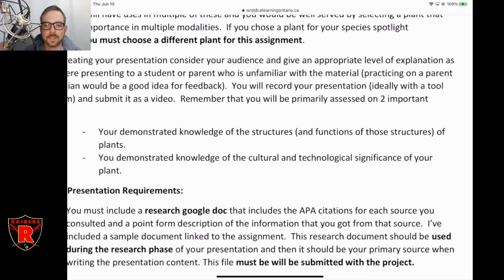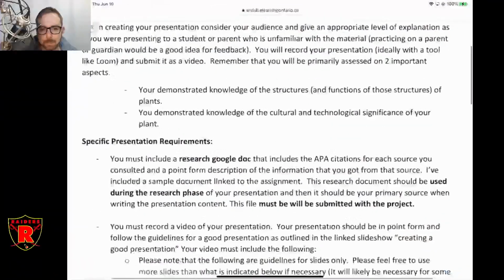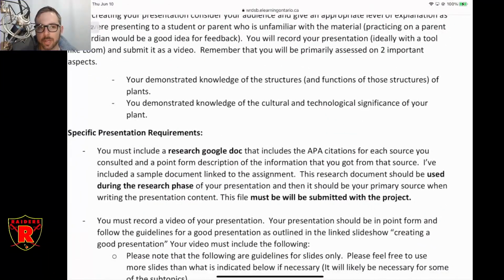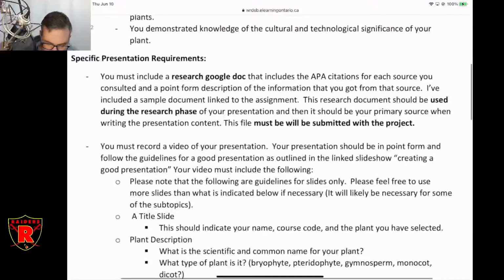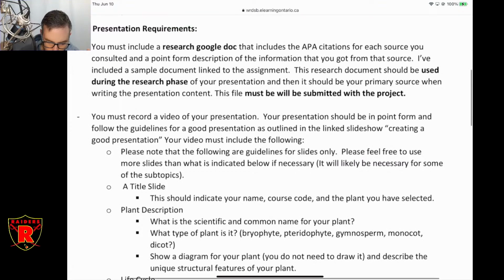And then the second component here is demonstration of your research, what the knowledge is that you've gained on the cultural and technological significance of your plant. Okay, so that's the secondary component there. And it doesn't have to be both of those things. It can be only cultural, only technological significance. Ideally, you're finding a plant that has multiple ways, multiple modalities where it is valuable to humans. Okay.